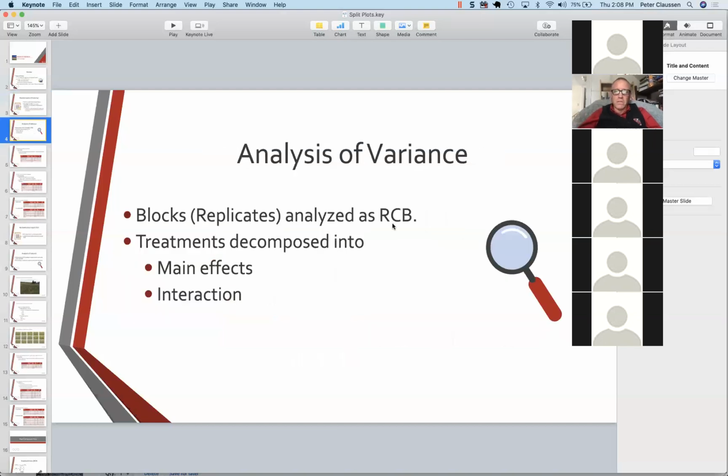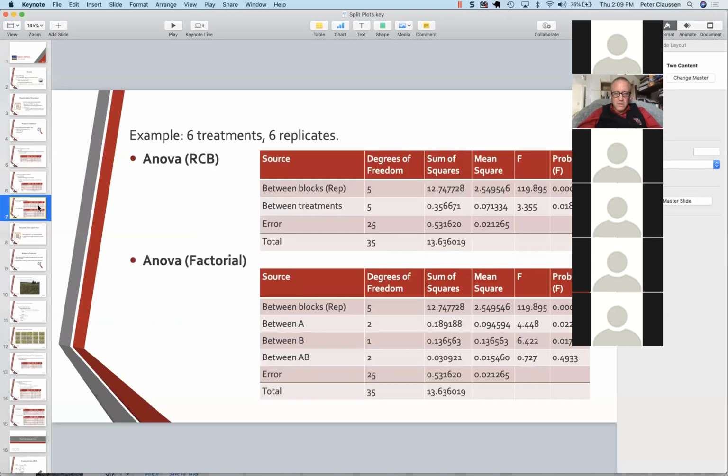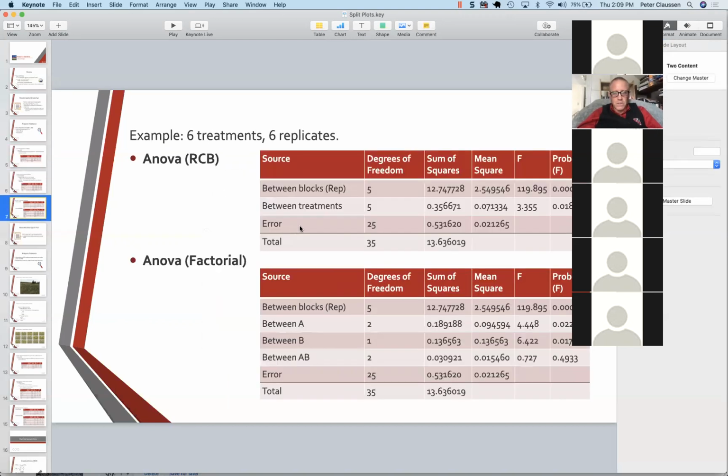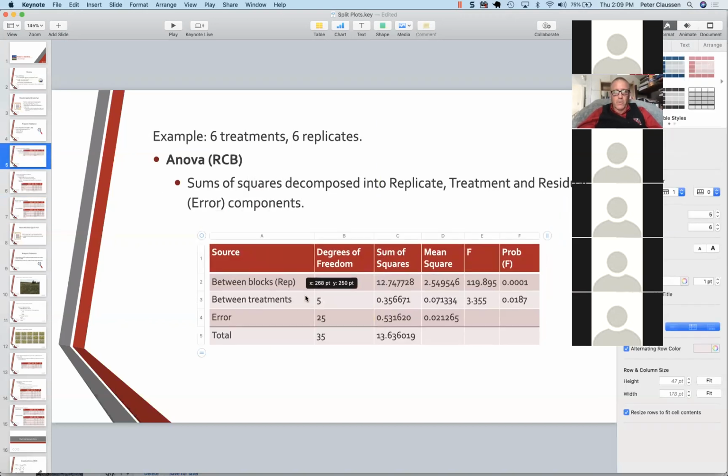The analysis of variance, our replicates or our blocks, works out the same way in a standard factorial design, but our treatments are decomposed into main effects and into interaction. And so an example I give of this, I have a 6-treatment trial in 6 replicates. Uh-oh, something's wrong here. I have the wrong table here. Let's ignore this one because I'm going to show you what the actual ANOVA table looks like instead. Here's the great thing about computer technology. We're just going to go ahead and fix it. There we go.